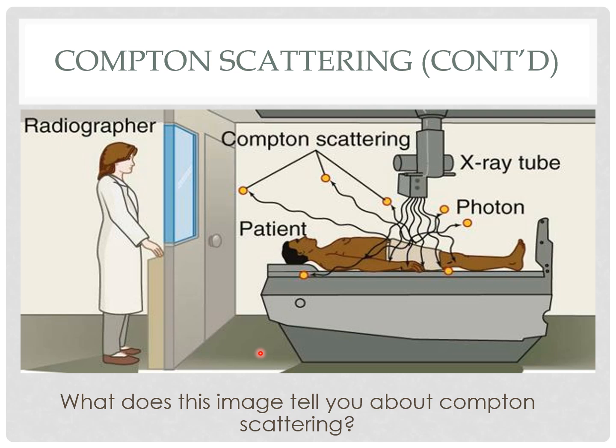Just a diagram of how the scatter comes in, hits the patient, comes towards the radiographer. Luckily, they're standing behind the secondary barriers. What does this image tell you about the Compton scattering? So it's basically dangerous for the radiographer or anybody else in the room. That's why we try to limit the amount of family members that want to come in and observe.